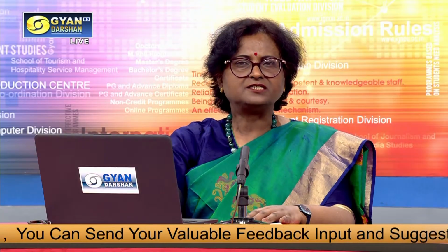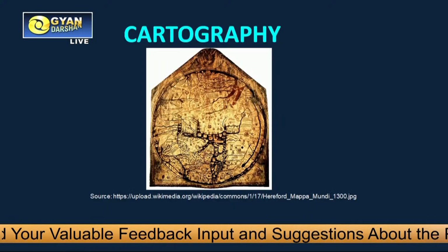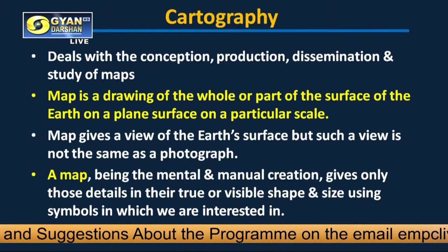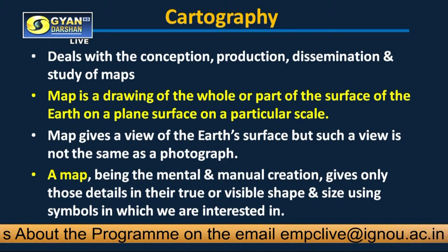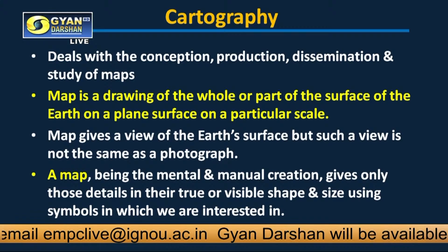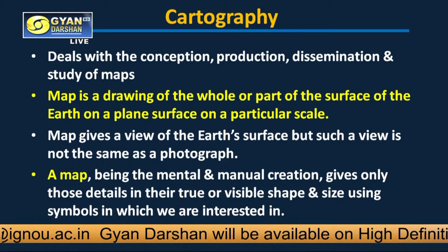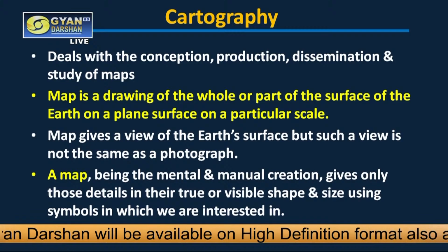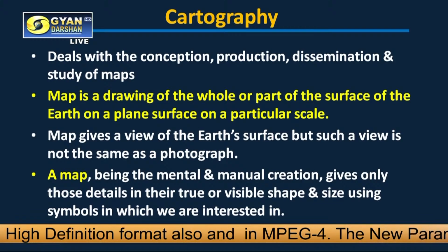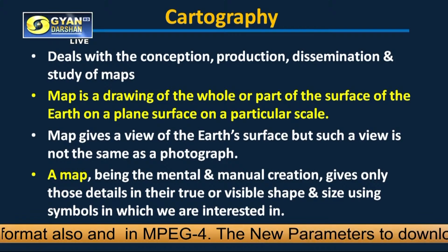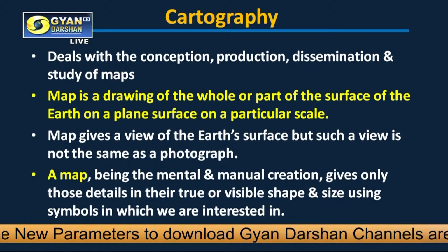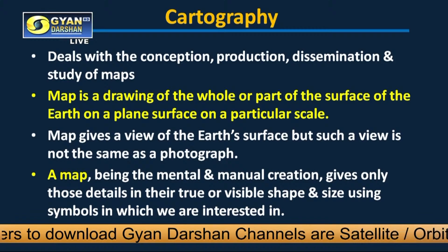So the next branch is cartography. I told you about the components, and one of the components is cartography. In cartography, we deal with the conception, production, dissemination, and study of maps. You know, a map is a drawing of the whole or part of the surface of the earth on a plane surface on a particular scale. A map gives a view of the earth's surface, but such a view is not the same as a photograph. I hope you understand that.